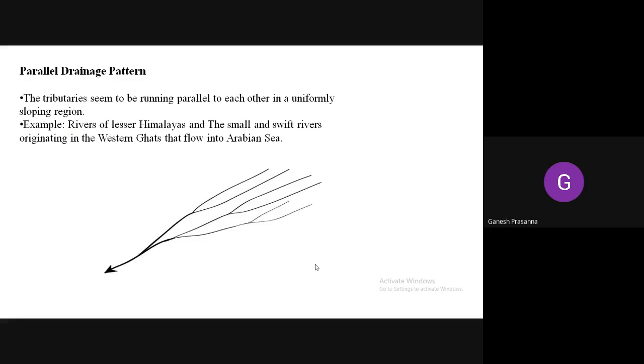Next is the parallel drainage pattern. In a parallel drainage pattern, the tributaries are seen running parallel to each other in a uniformly sloping region. The rivers of the lesser Himalayas and the small, swift rivers originating in the Western Ghats that flow into the Arabian Sea all follow a parallel drainage pattern. For example, the Alkananda and the Mandakini run parallel to each other uniformly in the sloping region, in the parts of Kedarnath and Badrinath.